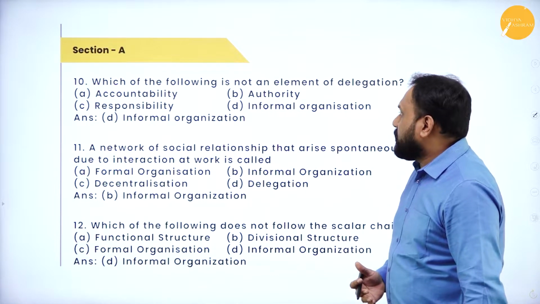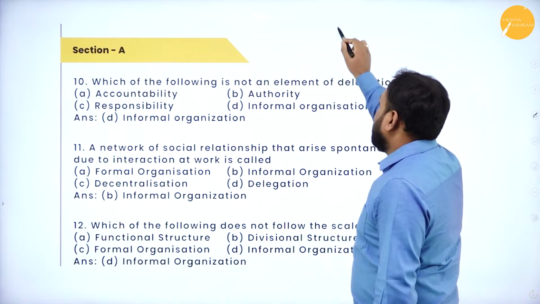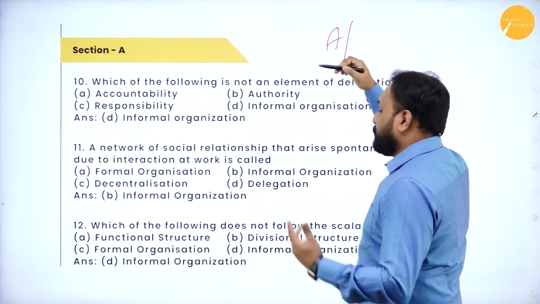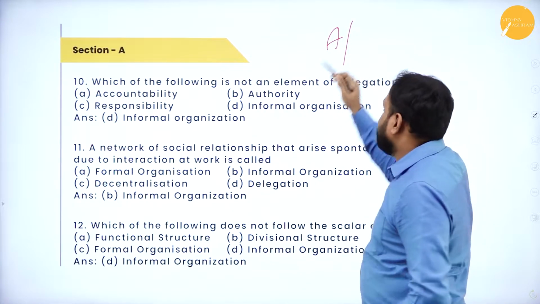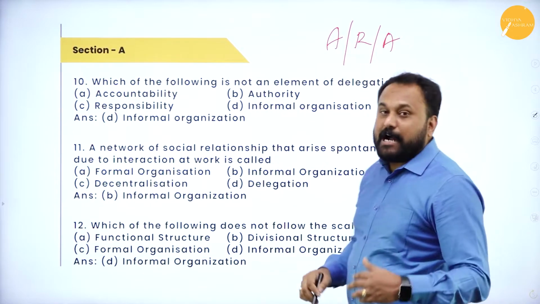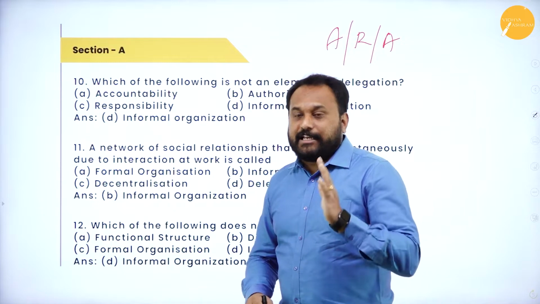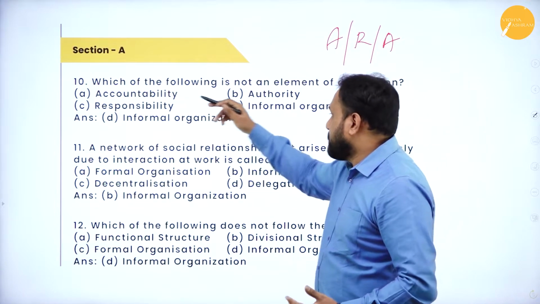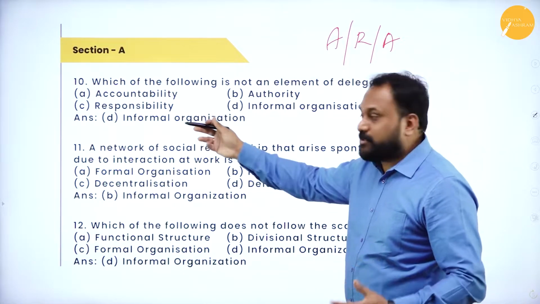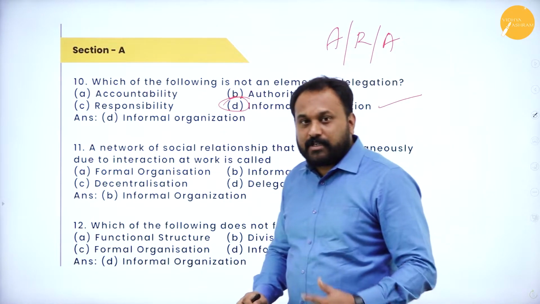Which of the following is not an element of delegation? I told you the elements of delegation. What are they? Accountability, or you can say A in the sense authority. You have responsibility as well as accountability. Apart from that, anything else is not a part of delegation. So you have accountability, yes. Authority, yes. Responsibility, yes. So the answer is what? D, informal organization.